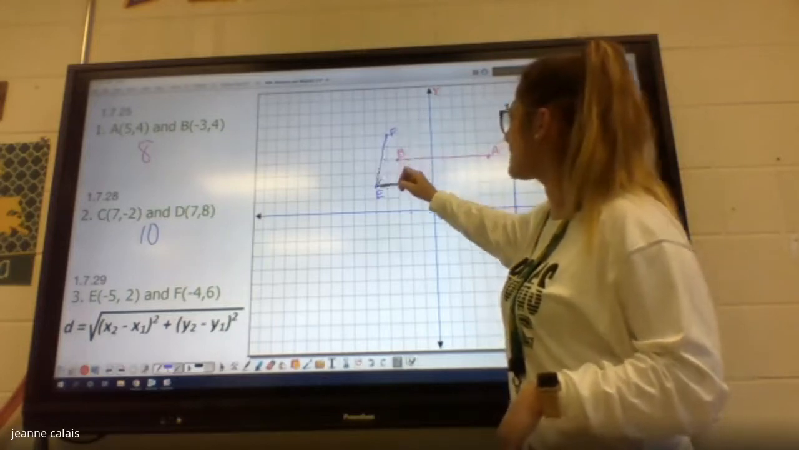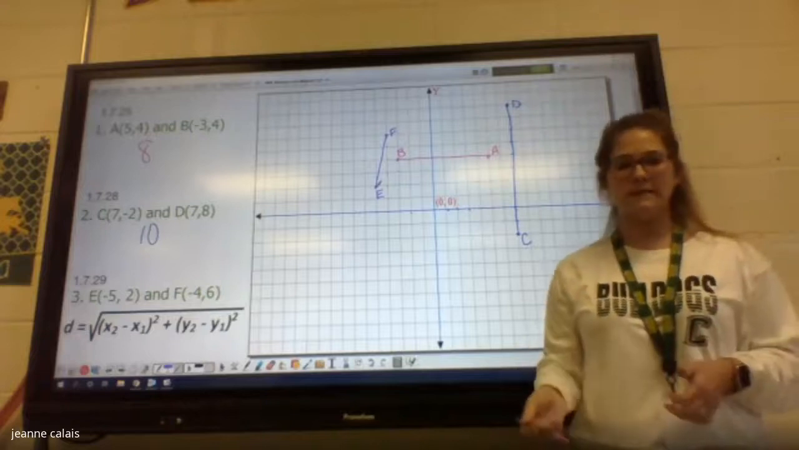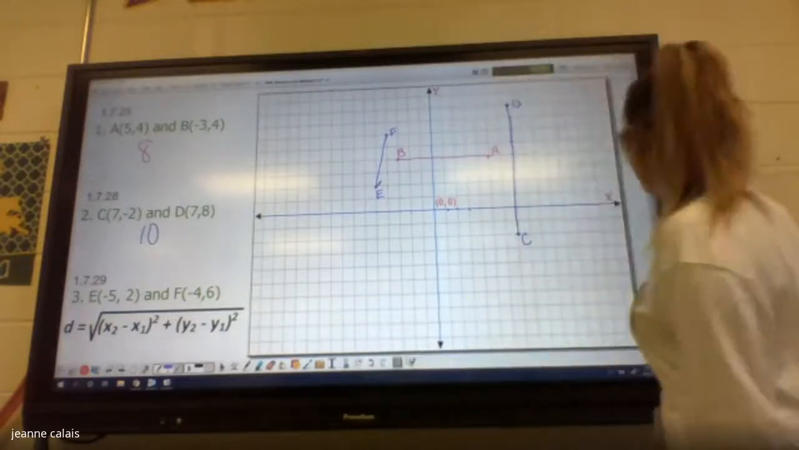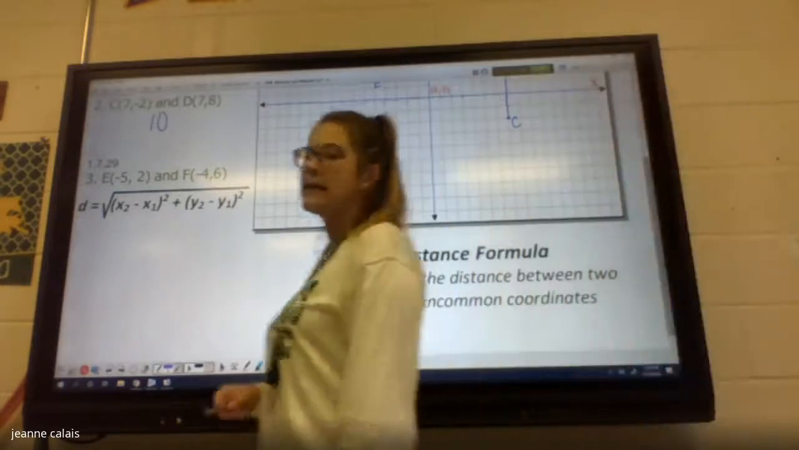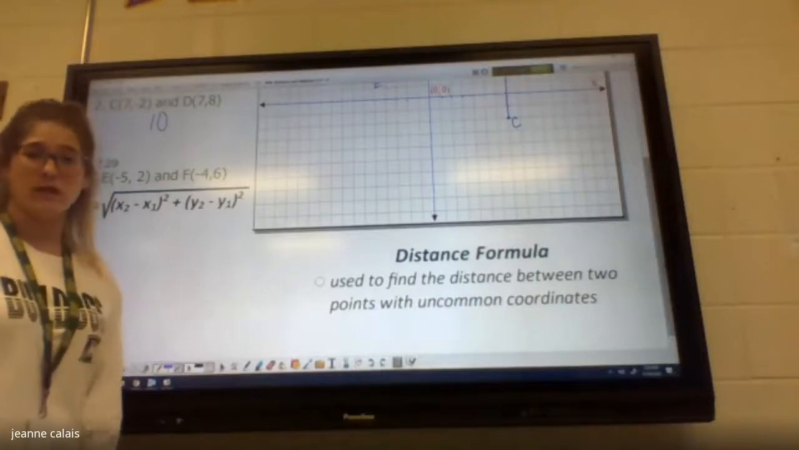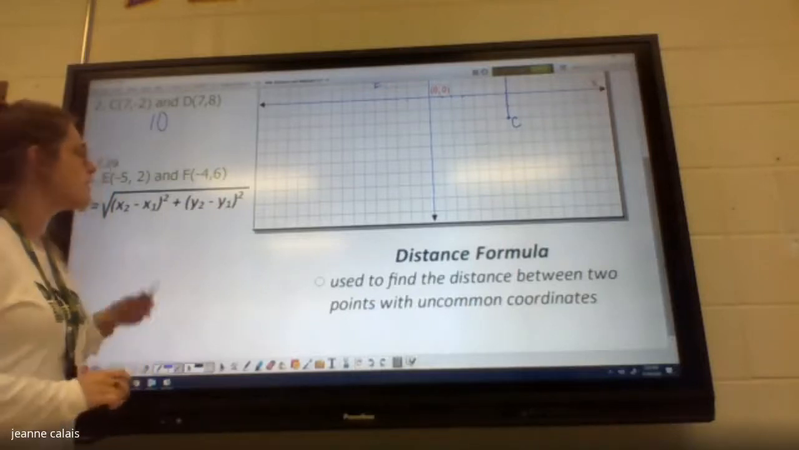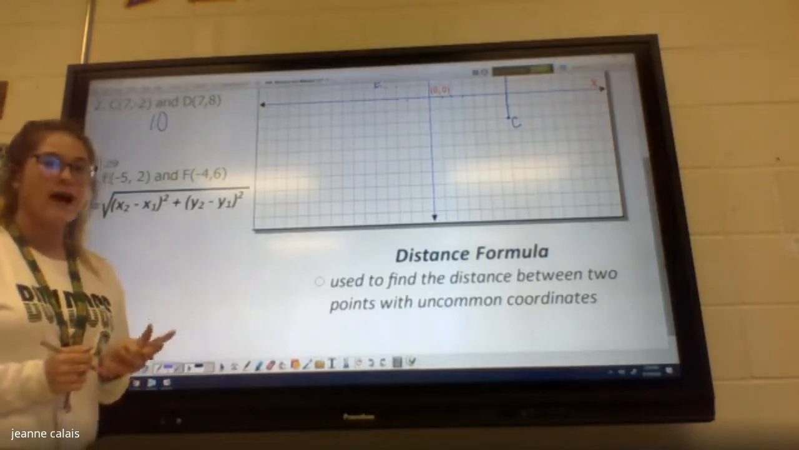Now, as you can see, this is at a slant. You cannot count the distance. So here we're going to have to use the distance formula. Again, you're going to have this memorized. When you take the LEAP test in January, or when you take the ACT your junior year, or whenever you choose to take it, the distance formula is not a formula that is going to be given to you. You have to have it memorized.